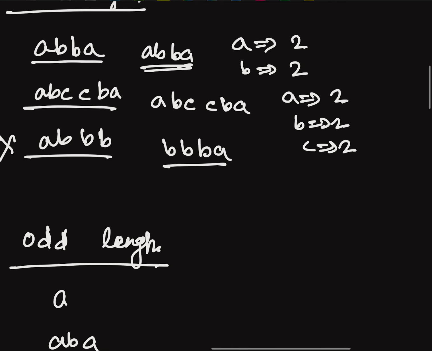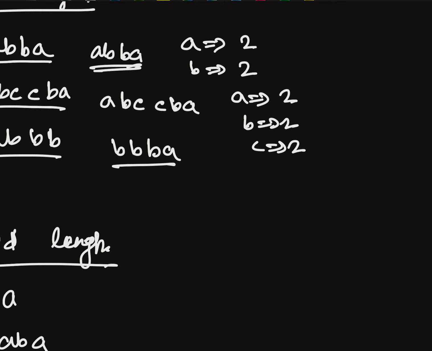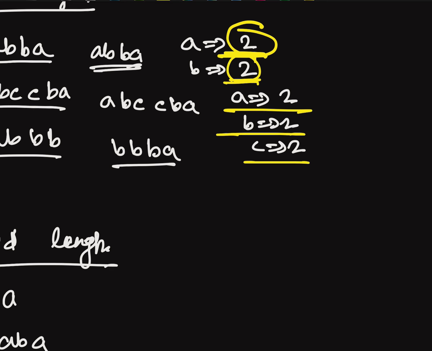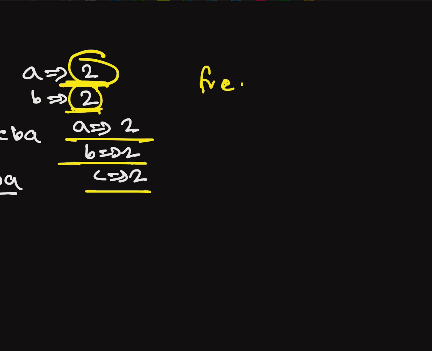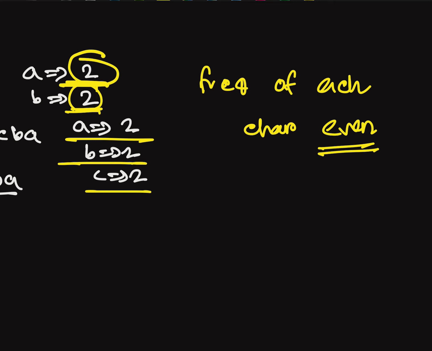Now for a valid palindrome string of even length, one thing you can observe is that the frequency of each character is even. Here the frequency of A is 2, here the frequency of B is 2, and for the next example the frequency of A is 2, B is 2, C is 2. This is the main point for an even length palindrome string: the frequency of each character should be even. Correct?